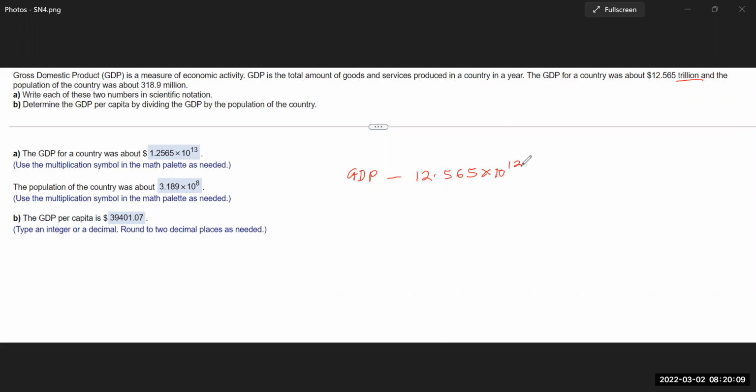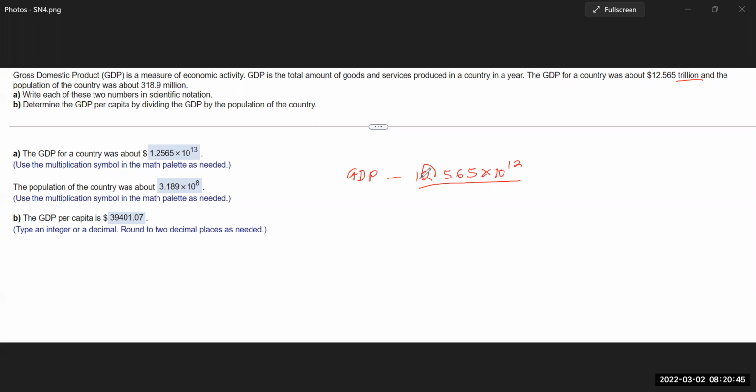Now, the question we need to answer is: is this number in scientific notation? You notice that this number is not in scientific notation. For a number to be in scientific notation, the decimal must come after the first non-zero digit, multiplied by 10 to an exponent. Because the decimal does not come after the first digit, we're going to move the decimal to the left once.